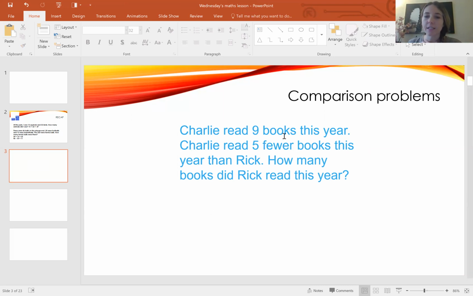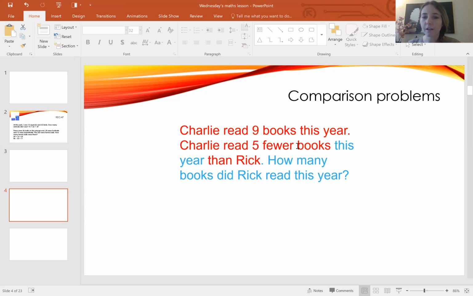So Charlie read 9 books this year. Charlie read 5 fewer books this year than Rick. How many books did Rick read this year? So first thing we've got to do is look at the bits of information that are important and look for the clues in the problem. So I've done that here for you. Charlie read 9 books this year. That's important. We need to know that.